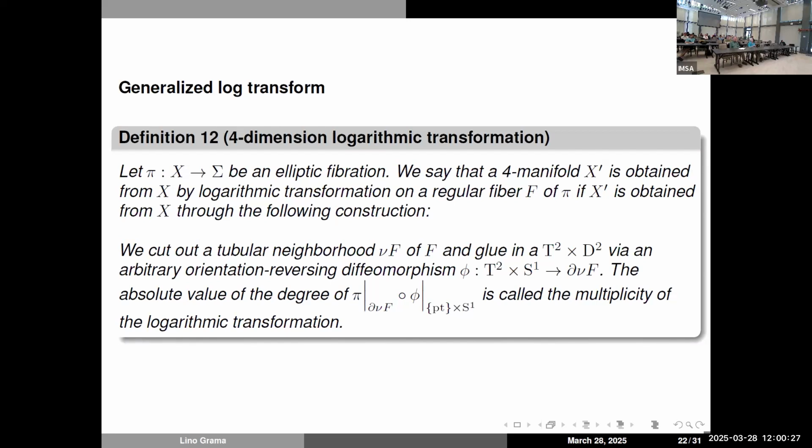Okay, I start with the elliptic fibration, the fiber is a torus. I make some surgery, I remove the tubular neighborhood of this fiber and glue in another disk times T2. Okay.